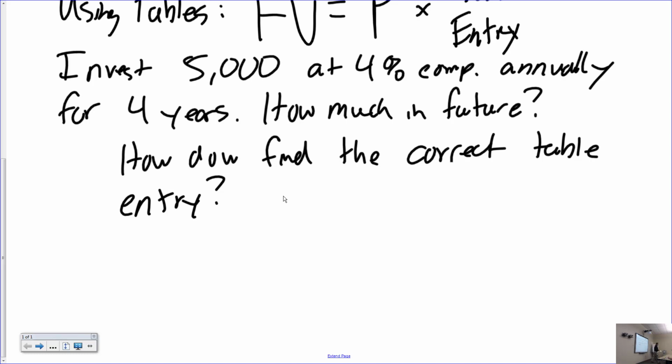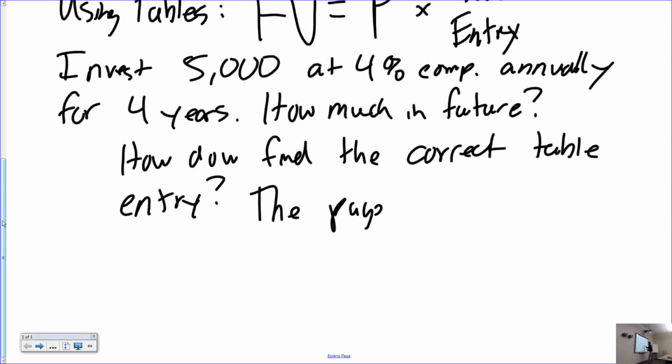Well, the first thing you'll notice as you start flipping through the pages in your tables, what is on the very top corner of every page? The percentage. A percentage, right? A half, 1, 1.5, 2, 2.5, 3, 3.5, 4, 4.5, 5, 5.5, 6, 6.5, 7, 7.5, 8, 8.5, 9, 9.5, 10, etc. So we just have to figure out what page to turn to based on the percentage. Okay?